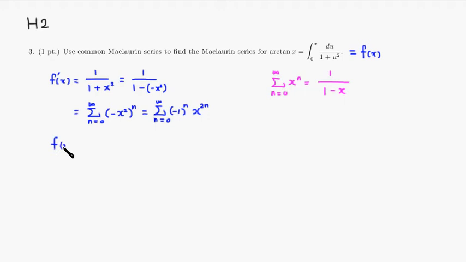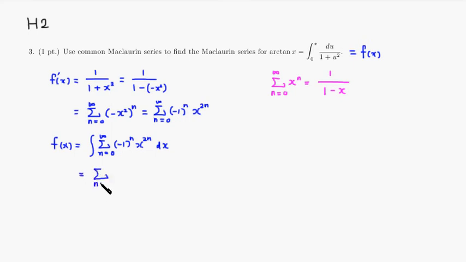So f of x is equal to, we take the antiderivative of this, so it's going to be a summation, n goes from 0 to infinity, then you have a negative 1 to the n, then you have x to the 2n with respect to x. The good thing about power series is that you can take the derivative or antiderivative term by term. So we get to kick the summation sign outside of the integral.